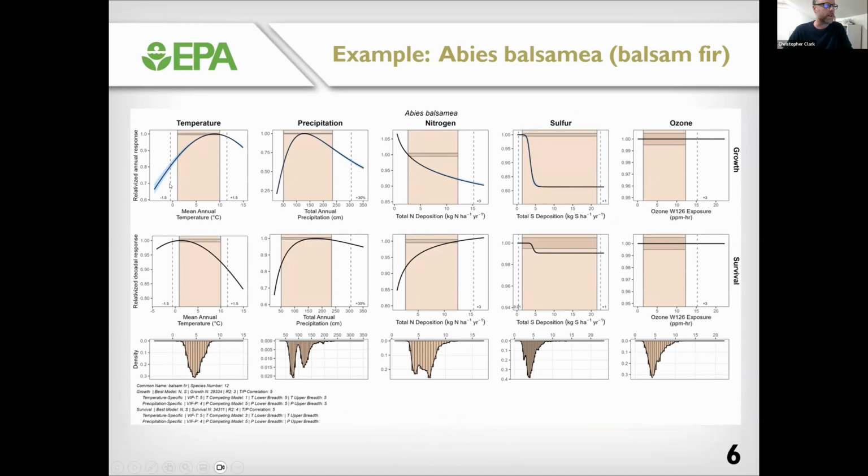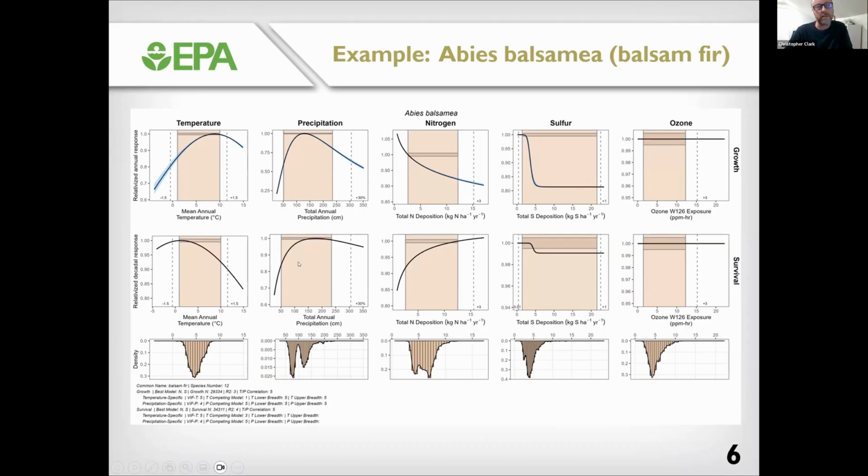And you can see that for this species, these are the 5 factors of interest: temperature, precipitation, nitrogen, sulfur, and ozone. And for this species, the growth rates tend to increase with temperature and the survival rates tend to decrease. And this is kind of a canonical response that we see with a lot of species. For precipitation, the growth and survival appears to peak somewhere in the middle.